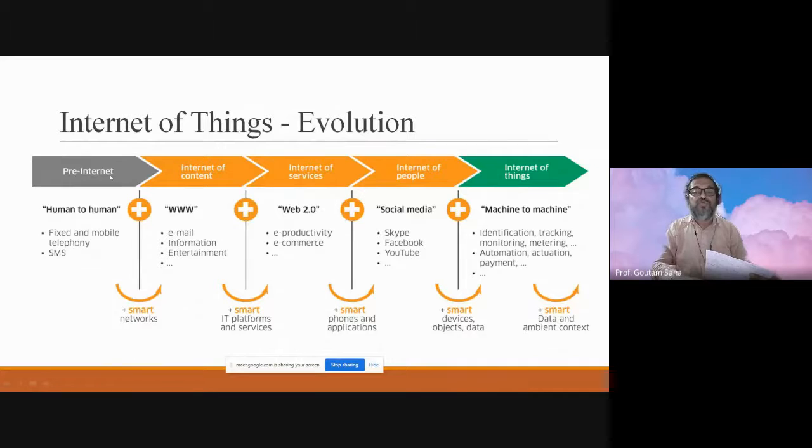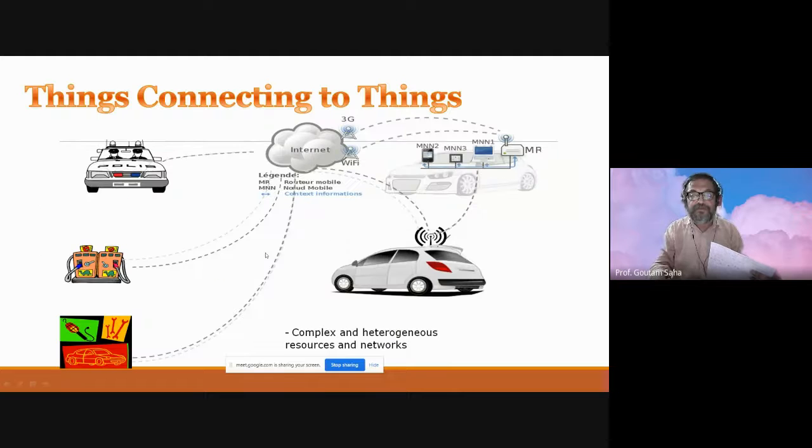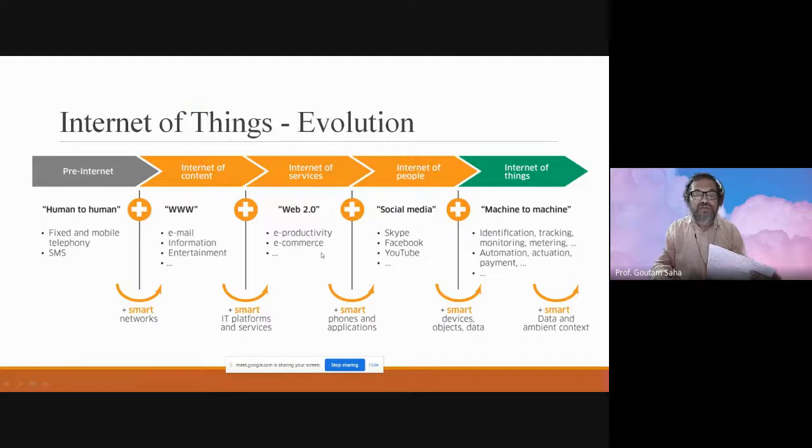Okay. So this is what is called the benefits of the Internet of Things. Now next, what is the information? Sensors talking to sensors. It was not like this initially.